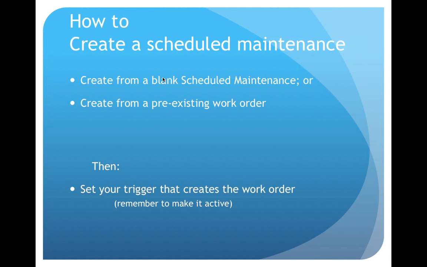So if you've already created a work order and you want to use that as a template for a scheduled maintenance that you want to use again and again, then you can do that too, and I'll show you how to do that. The important thing is down here though, that once you have created a scheduled maintenance with all the information in it, you need to set a trigger for that scheduled maintenance, and so those triggers are time-based or meter-based or event-based. And then you need to remember to make it active, and I'll reiterate that several times over the course of today's presentation.